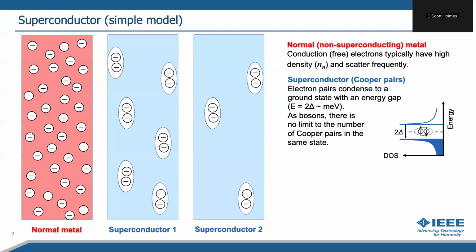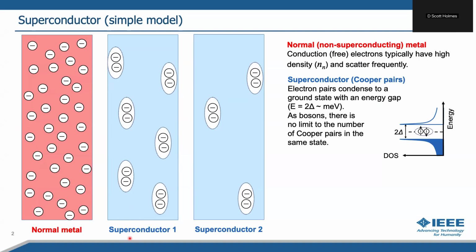Okay. To start off, we'll talk about superconductors. What's going on inside of a superconductor? Here we have a picture of a normal metal and two different superconductors. In a normal metal, the free electrons typically have high density and scatter frequently, whereas in a superconductor, you have these Cooper pairs. They don't exactly pair up. It's a collective phenomenon, but you can think of them as pairs of electrons.